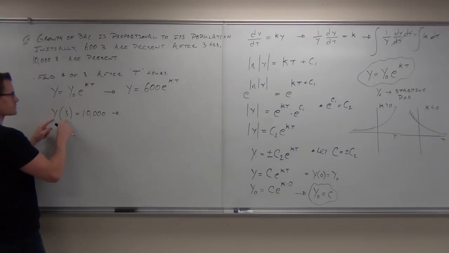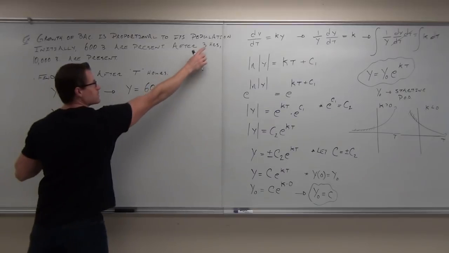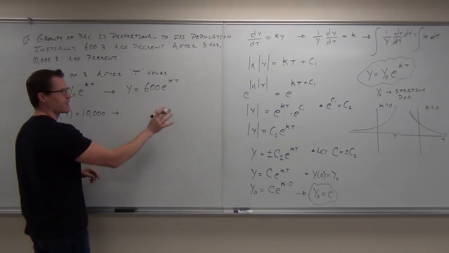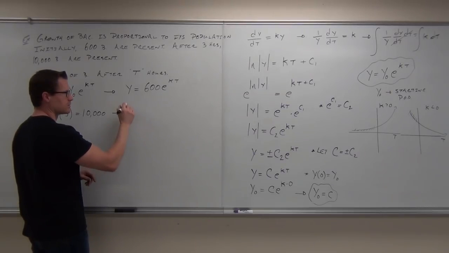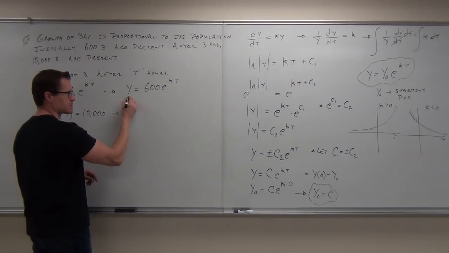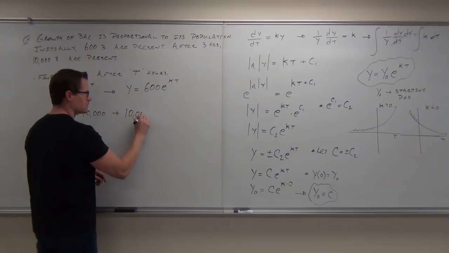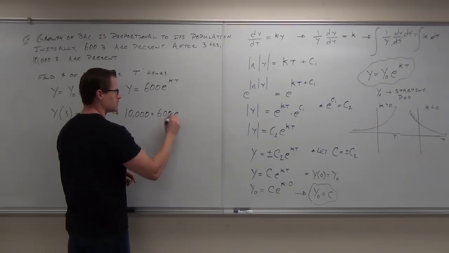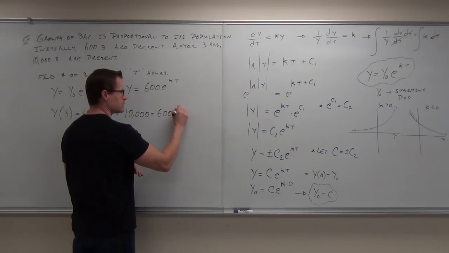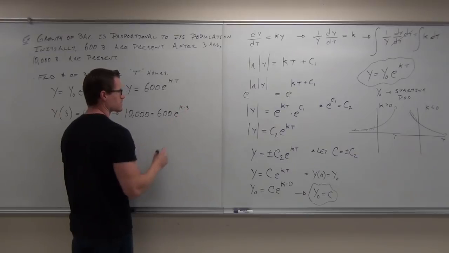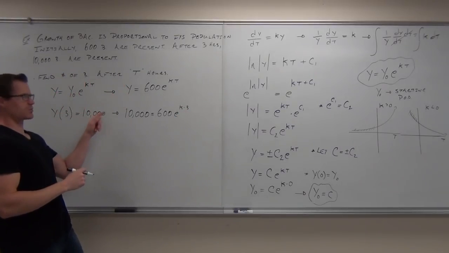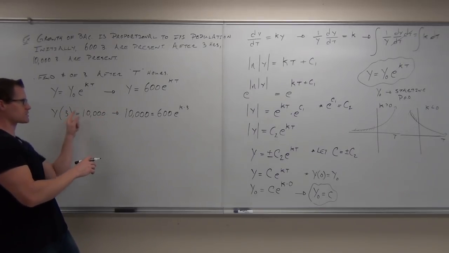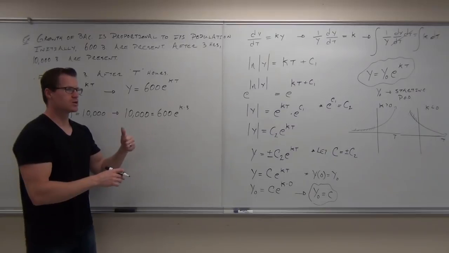Now, when t equals 3, after 3 hours, we have 10,000 units of bacteria. So what goes where? 10,000 goes here? No. 10,000 goes here? Yes. 600 is not going to change. e to the 3k, or k times 3. So y was 10,000, no problem. This is how an ordered pair works. It says this goes for your y, this goes for your other variable t. Your k is what we're looking for.